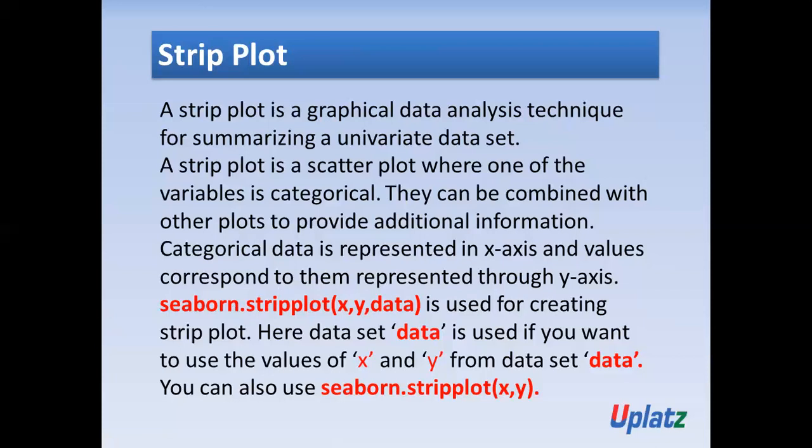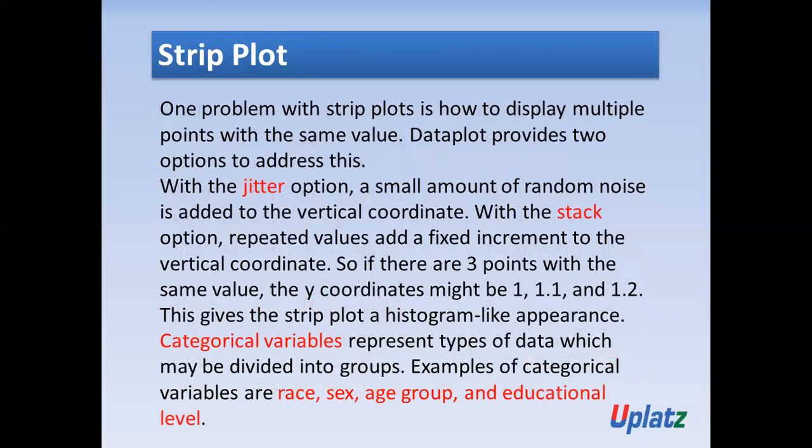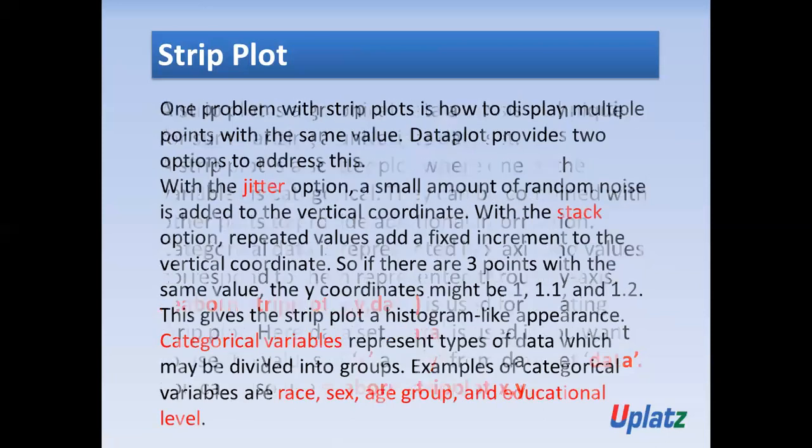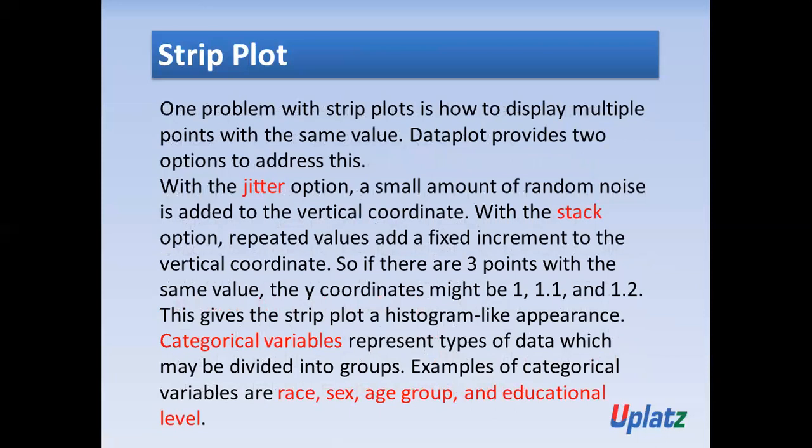Yeah. So let's start with the next point of the strip plot. One problem with the strip plot is how to display multiple points with the same values. The plot provides two options to address this. With the jitter option, a small amount of random noise is added to the vertical coordinate. Next one is the stack option: with the stack option, repeated values add a fixed increment to the vertical coordinate.